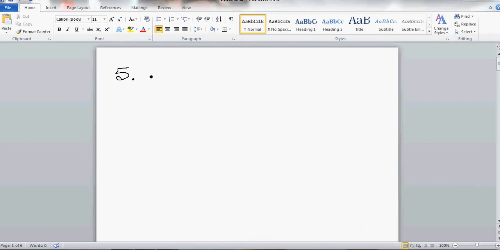Example number 5, we are told that y prime equals the sine of x, and we're restricted from 0 to 2 pi, so basically 1 revolution. And we are asked to sketch the general shape of the graph.